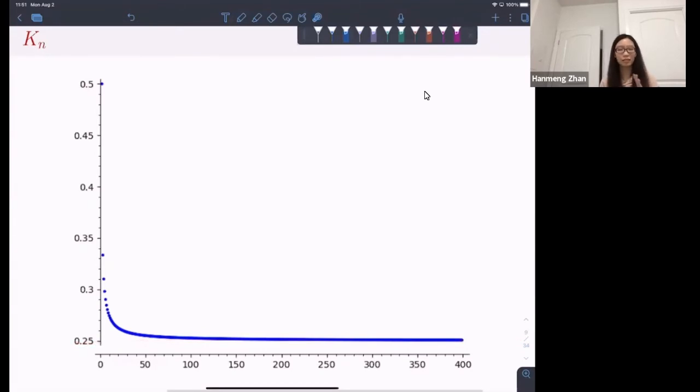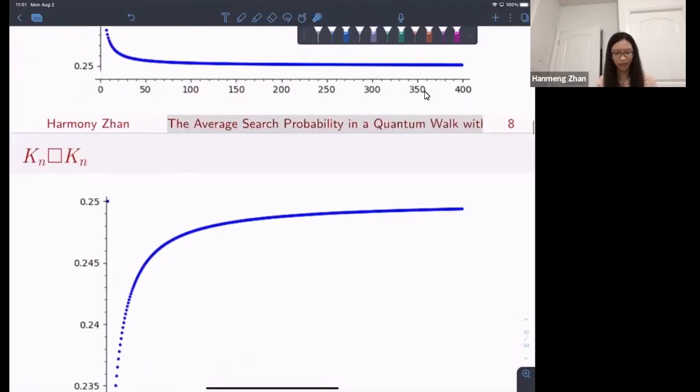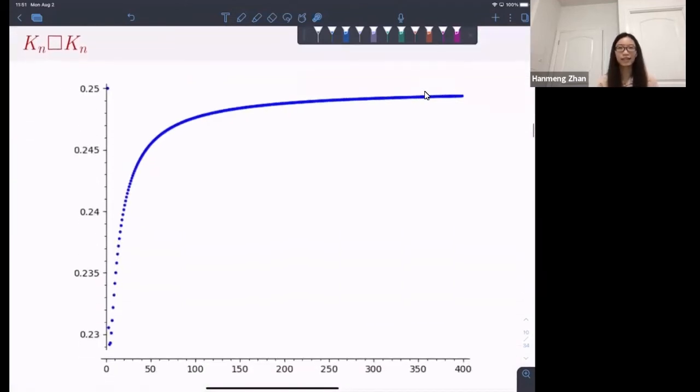And if you think that's just something special for Kn, I'm going to show you more examples. So here I have the Cartesian Square of Kn. When n equals 2, you have 4 vertices, and this is just 1/4. Again, not very impressive at the beginning, but then it immediately drops down to below 0.23. And then it bounces back and gets larger and larger. If you include more points, you will see it still converges to this line.